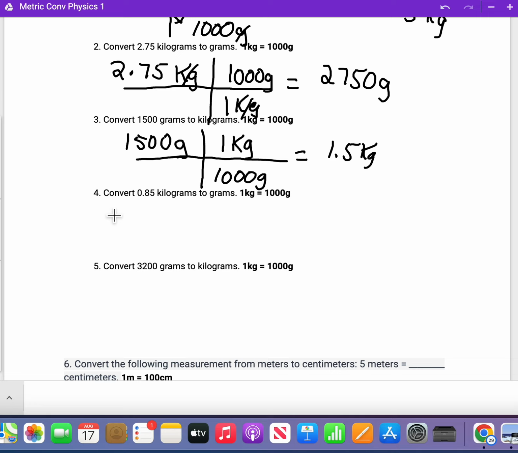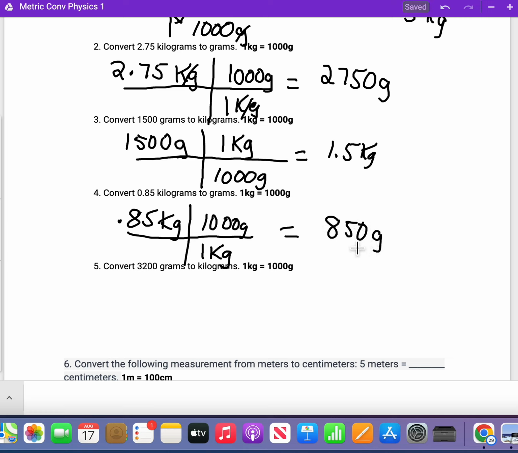All right, here we go. Here's number 4. Step 1, write down what the problem gives you: 0.85 kilograms. You draw the picket fence. If you have kilograms here, kilograms have to go down here. We have to look at the conversion factor. 1 kilogram, that's the number that goes with kilograms. The 1,000 grams goes on the top. So what's 0.85 times 1,000? That's going to be 850 grams.